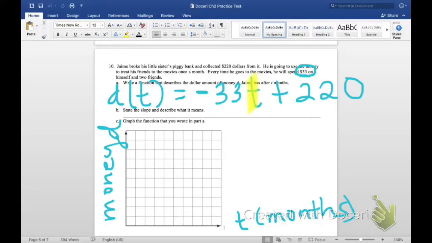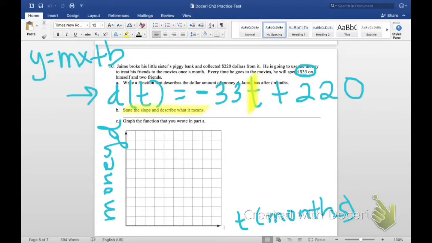The second question, state the slope and describe what it means. So slope simply is the constant rate of change. When you guys were in middle school, you learned y equals mx plus b. This is slope-intercept form for the equation of a line. I know that when I have a constant rate of change, I'm going to have a linear function. So what I just wrote out is actually a linear function, right? D of t is the same thing as saying y.